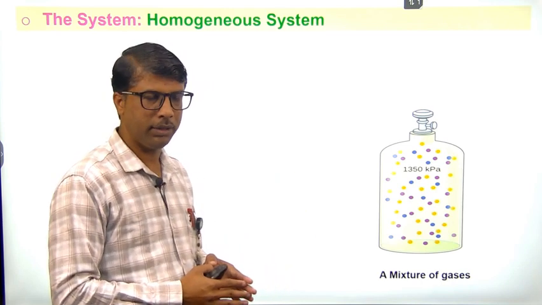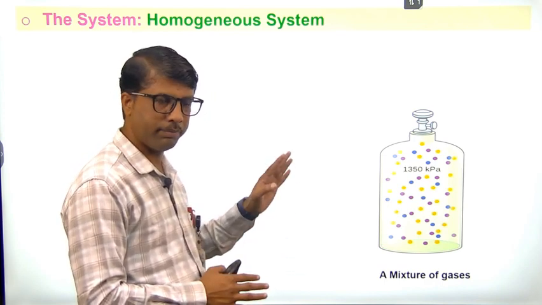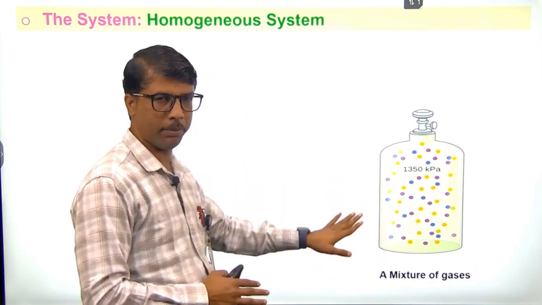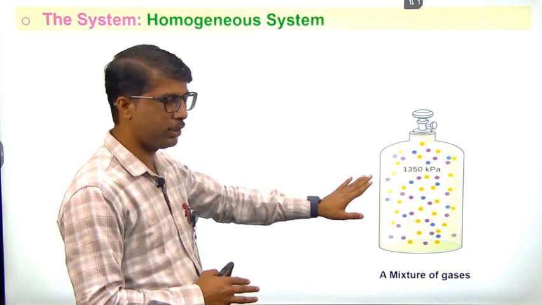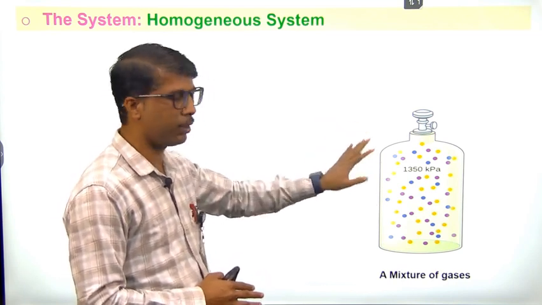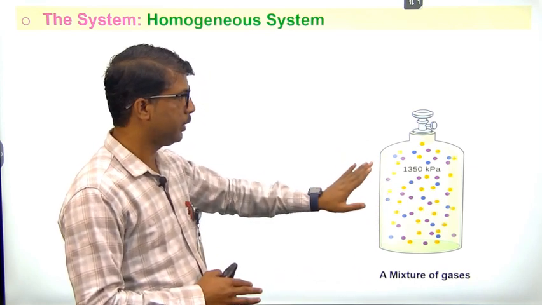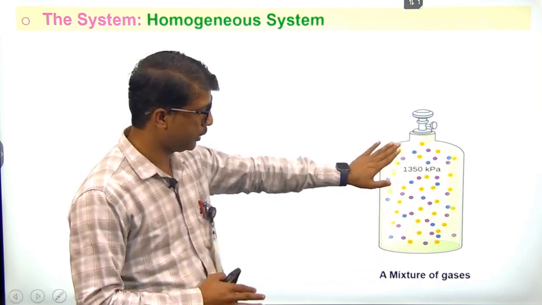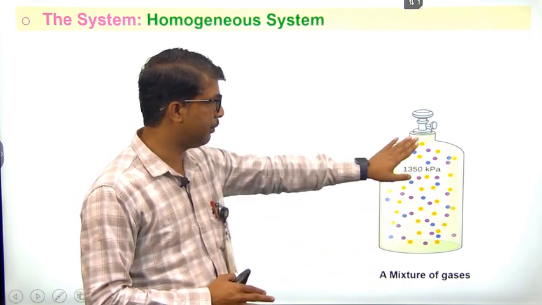And if we see the nature of these gases, they are uniform throughout. In a cylinder they are uniform everywhere, and the phase of the system is constant, that is gas. Only one phase is there, the gas phase, and this gas phase is uniform throughout this cylinder. So this is a type of system: the mixture of gases fitted in a cylinder.